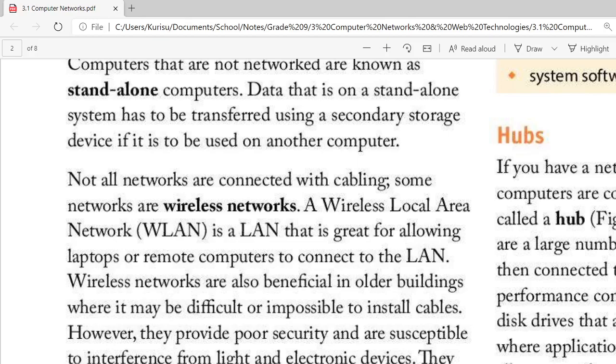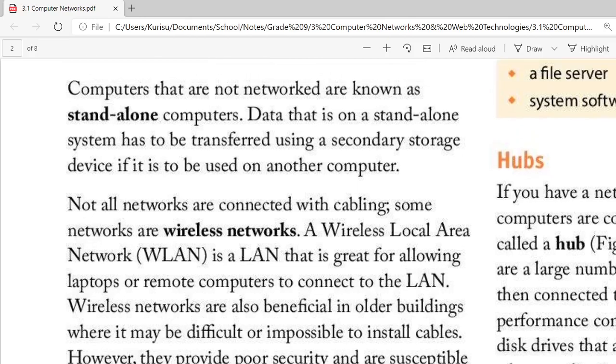Good. So when a computer is not connected to a network, the term that refers to that device is called a standalone computer. So when a computer is standalone, it is not connected to any network, but if it needs to share data and information, it needs to do so using a secondary storage device.